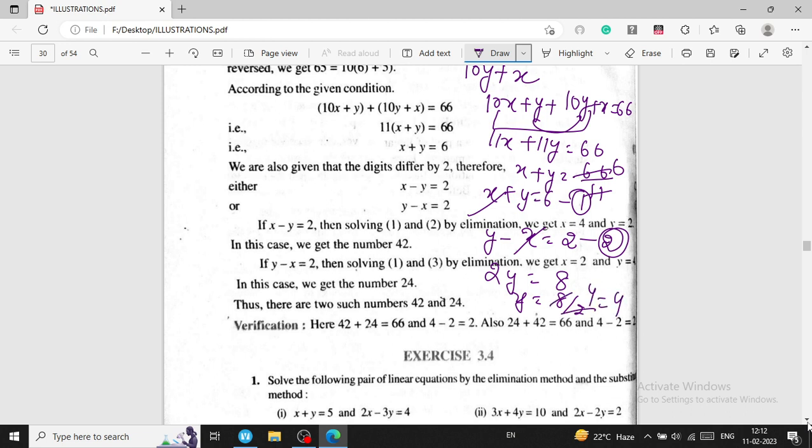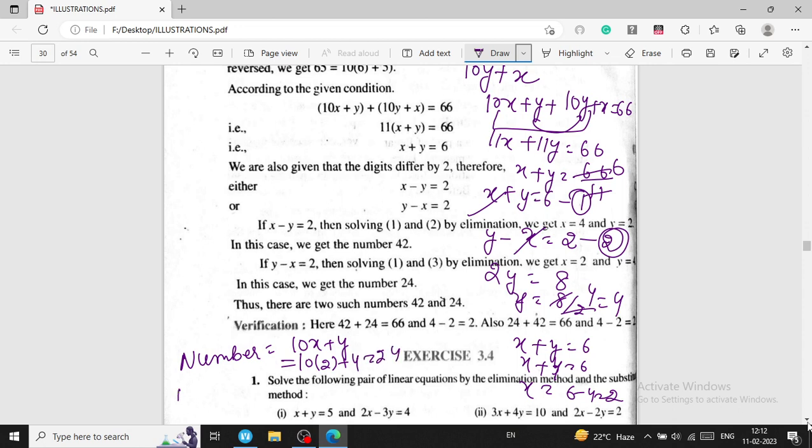Here we find y's value 4 and now substitute this value in the first equation, that is x plus y is equal to 6. X plus 4 is equal to 6 and x is equal to 6 minus 4, that is 2. You can see the number will be made as 10x plus y. Old number will be 10 multiplied by 2 plus 4, that is 24.